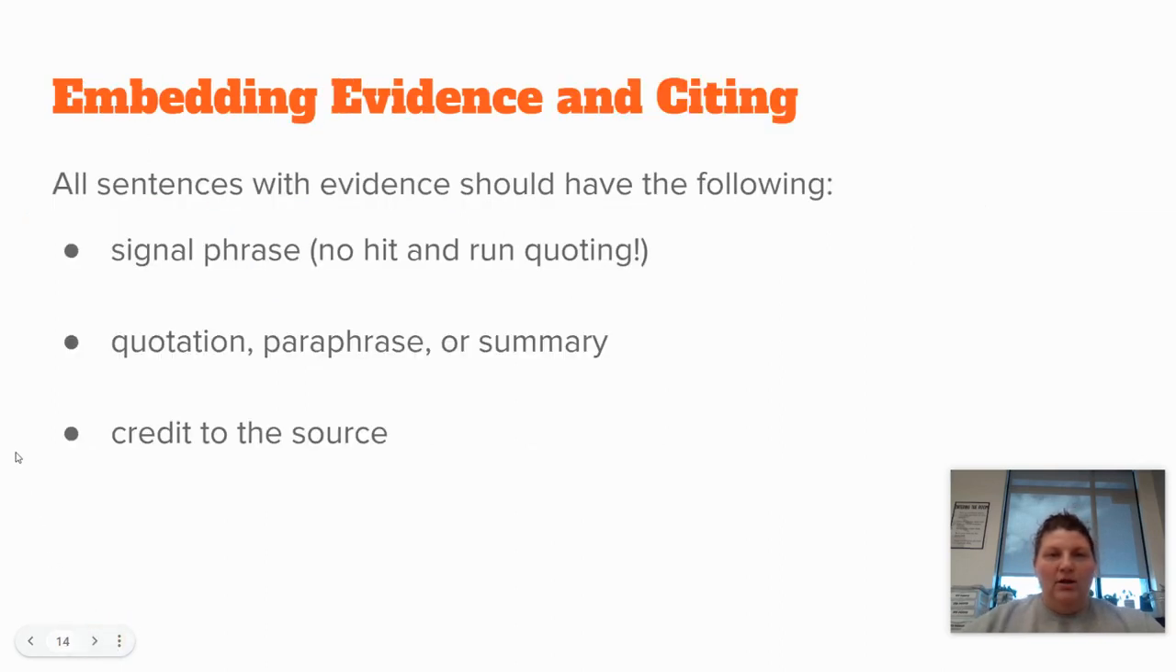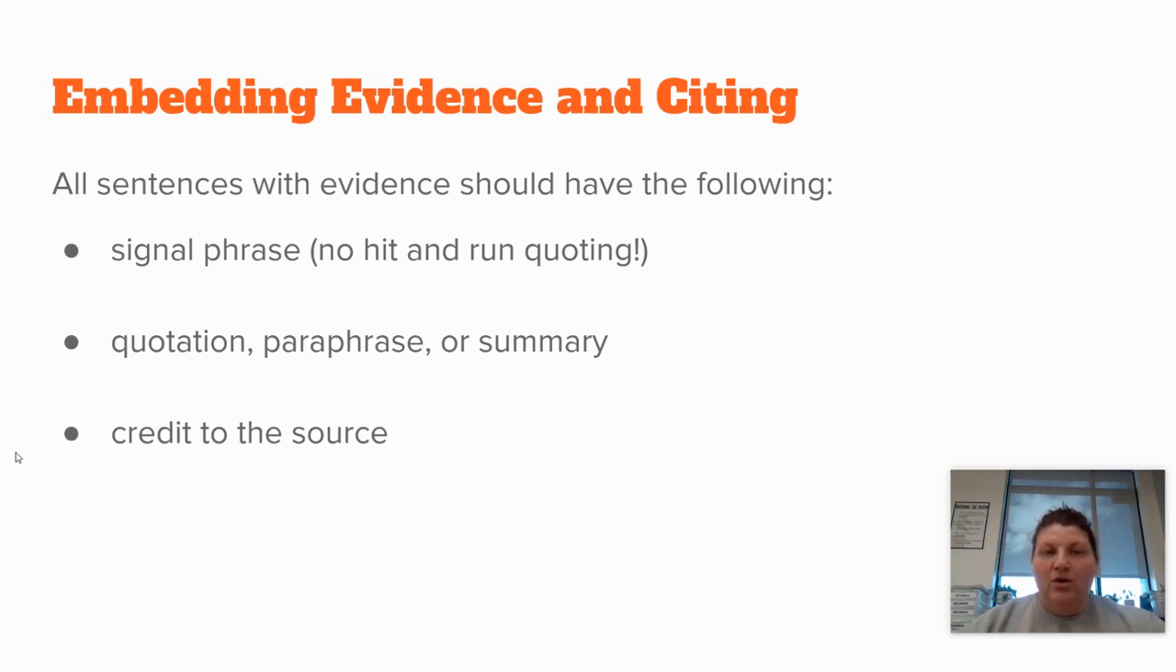Okay, putting all of this together, when we are embedding evidence and citing, we need to have these three things. So the first thing is a signal phrase, which we have been using all year long, and I know you have used before this year. So this is where you are telling your reader, I'm about to give some information that is not my own. So when we use sentence starters like in the text it says, or the author writes, those are signal phrases.